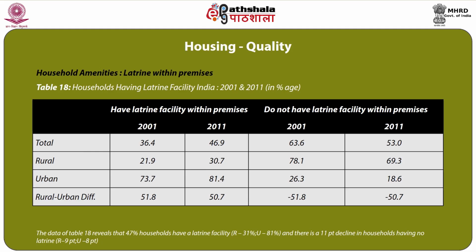Households having latrine facility, 2001 and 2011. Households having latrine facility are categorized as those households who have latrine facility within premises and do not have latrine facility within premises. Overall, the data of Table 18 reveals that 47% of households have a latrine facility. In case of rural it's 31%, while in case of urban it's 81%, and there is an 11-point decline in households having no latrine. In case of rural 9 points and in case of urban 8 points.